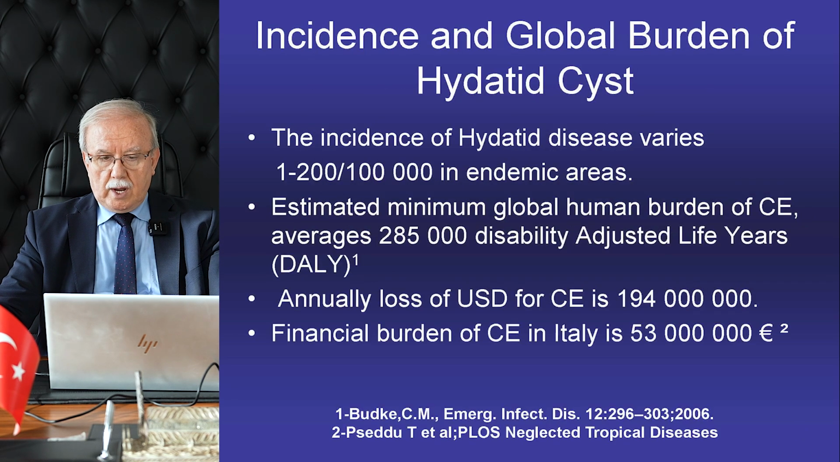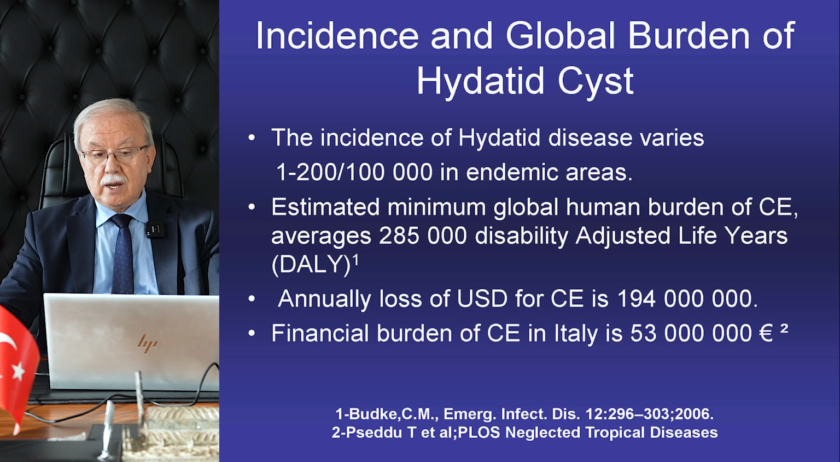Incidence and global burden of hydatid cyst. The incidence of hydatid cyst varies from 1 to 200 per 100,000 in endemic areas. The estimated minimum global human burden of CE averages 285,000 disability adjusted life years. The annual loss for CE is almost 200 million United States dollars. The financial burden of CE in Italy is reported as 53 million euros.